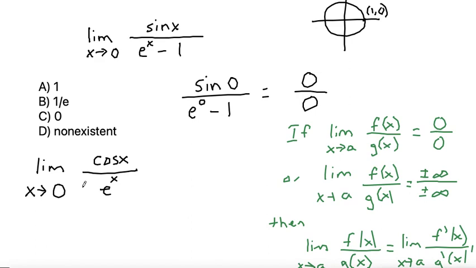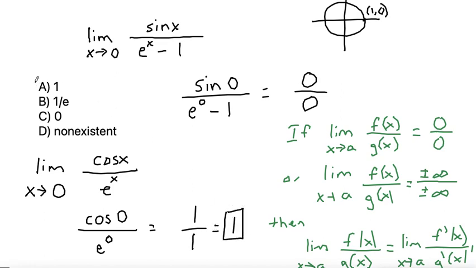So now what we can do is try our direct substitution a second time. If we plug in 0 for x, that makes cos 0 over e to the 0. And using our same unit circle from before, cos 0 is equal to 1 because the cos is equal to the x-coordinate. So that would be 1 over e to the 0, which again is 1. So that's 1 over 1, which is equal to 1. So our answer would be A.